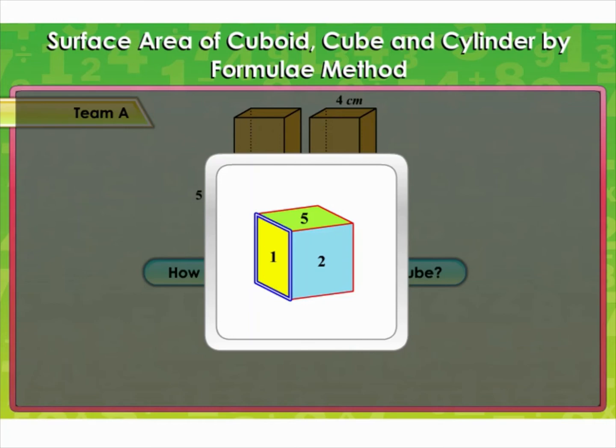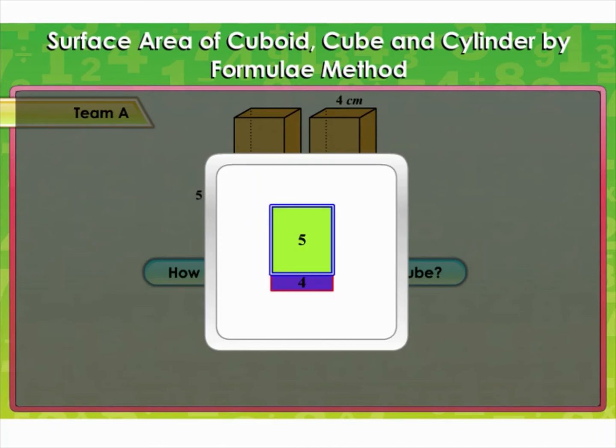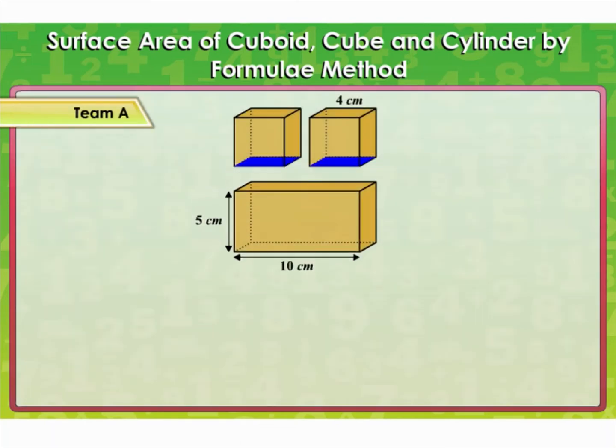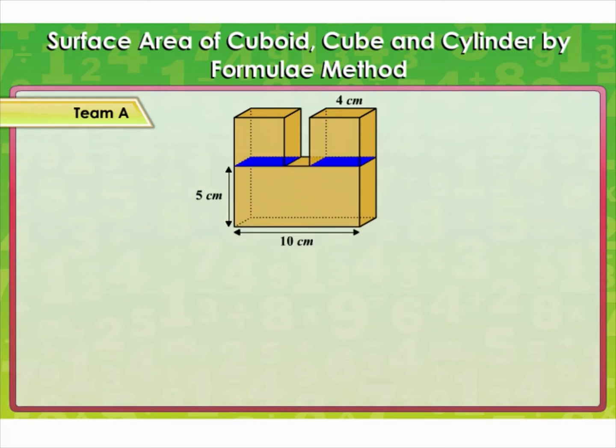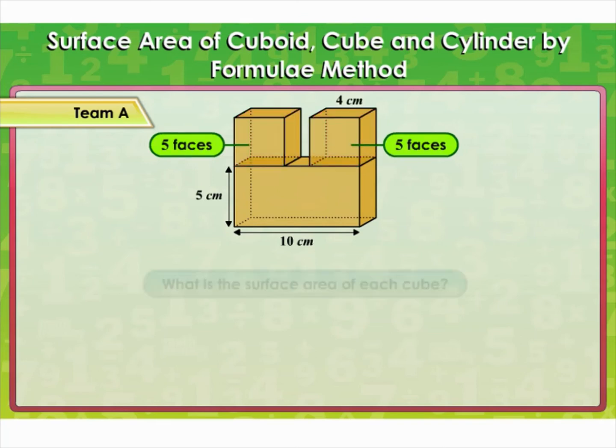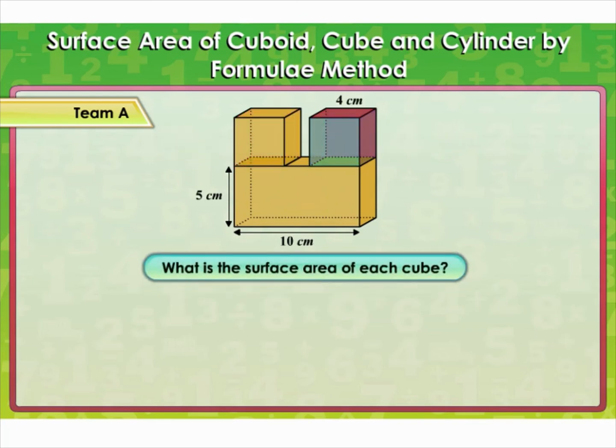Good. There are 6 faces in a cube. In a 3D composite shape, the faces connecting the shapes are excluded when calculating the total surface area. Therefore, we need to find only 5 faces in each cube. What is the surface area of each cube?